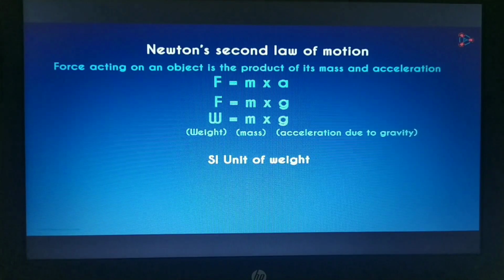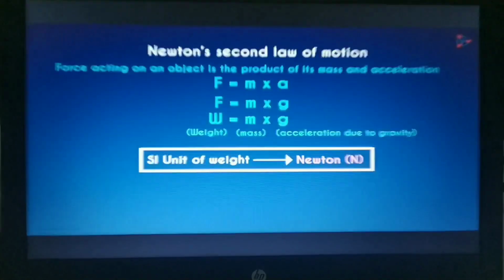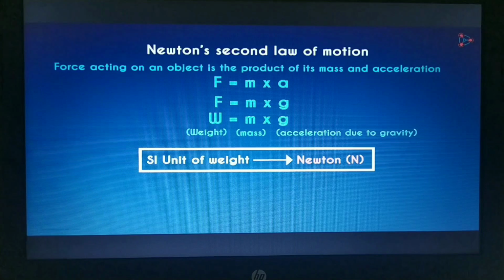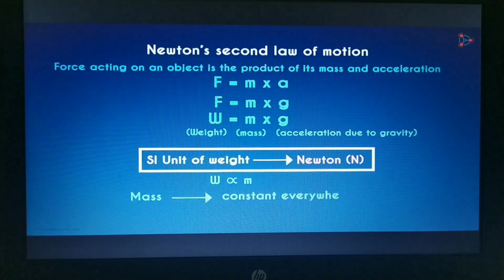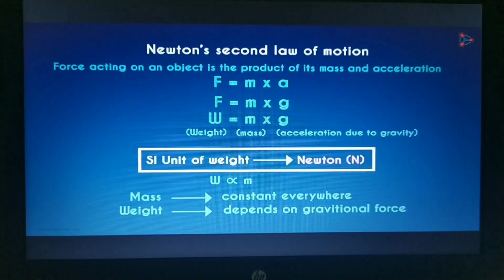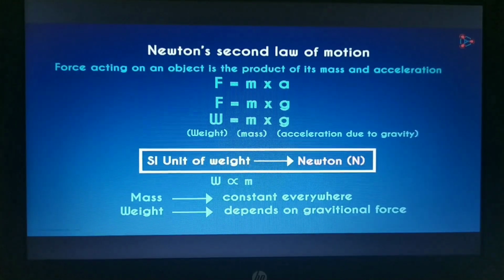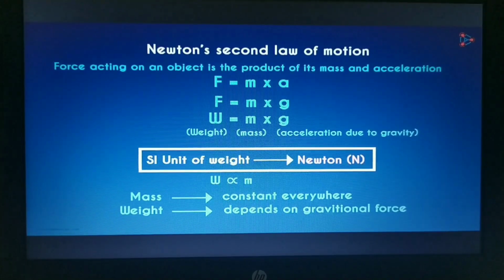Can you guess? It will be the same as that of force. Yes, Newton. As the value of g at a particular place is constant, we can also say that the weight of the object is directly proportional to its mass. Here's the main takeaway from this video. The mass of an object remains constant everywhere, whereas its weight depends on the gravitational force at the location. Right. And you have to keep in mind this point, okay?